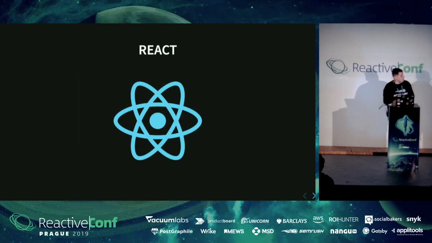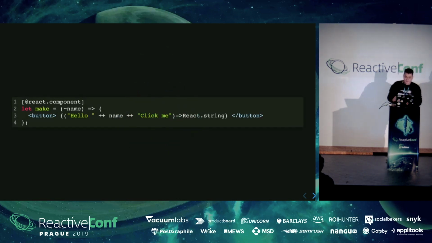Okay, we talked about typing and some language features, and now let's talk about React in ReasonML. I think if you have ever used React, then you can understand what happens on the slide. We create a make function that takes props as arguments and returns a React element. And there are two unusual things here.